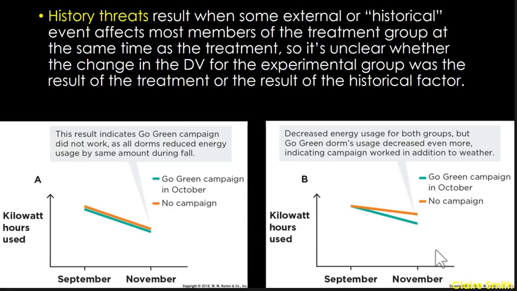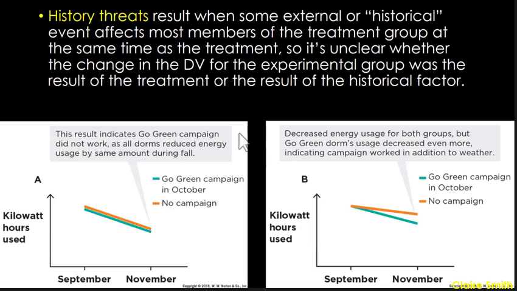If you were to see something like this, there is a little bit of a decrease in the no campaign group. That might be due to external factors such as change in temperature, so you're using less air conditioning. But if you see a significant difference between that and your Go Green campaign, then you're controlling for that history threat, and you know that even though there is some sort of influence from this external factor, whatever it may be, the Go Green campaign is still significantly changing energy usage compared to a control group, right? Does that make sense? So if you ever see a graph like this where there's not a significant difference between both groups, then there's no support that your campaign or your treatment, whatever it may be, has any effect.